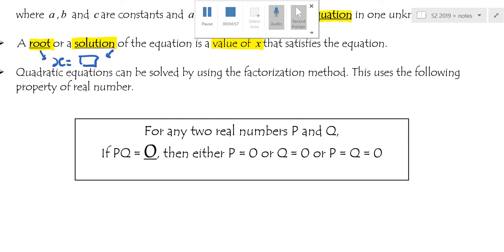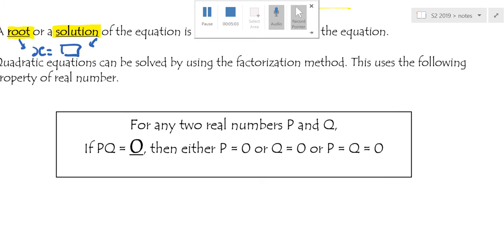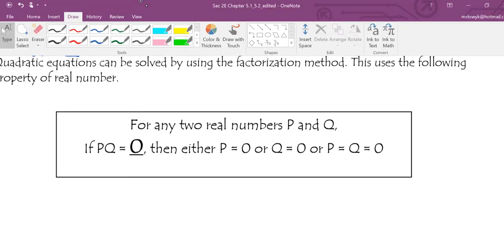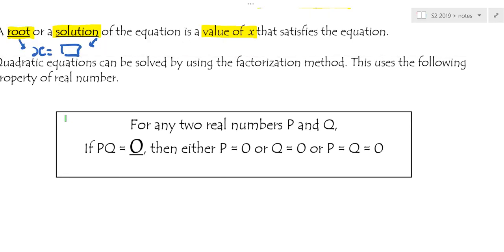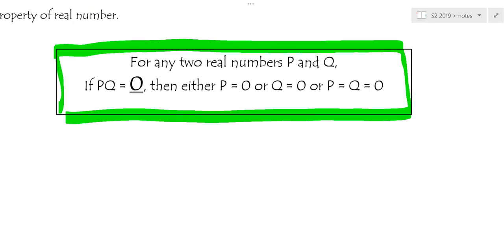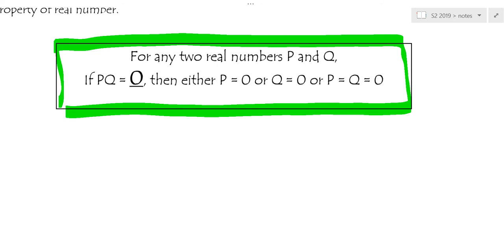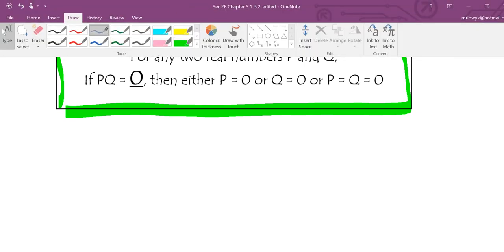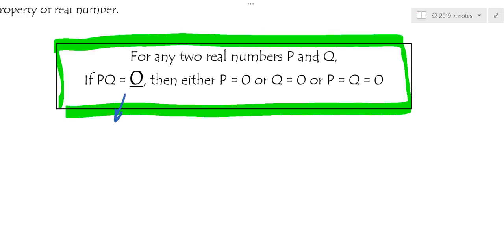Now, let me try and explain this to you. This is a very important concept. Can I try and explain it to you? Let's try. Now, if I say P times Q is equal to 0, for example, can you write a random number here? Let's try.